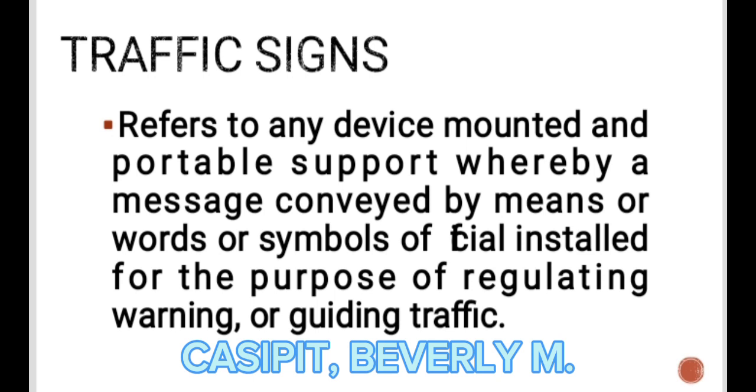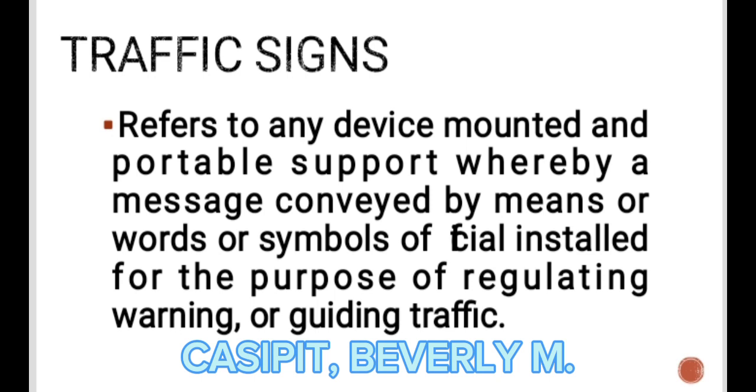These signs are typically installed on roads, highways, and other transportation networks to ensure the safe and efficient movement of vehicles and pedestrians. They are designed using words, symbols, or a combination of both to convey their intended meaning.